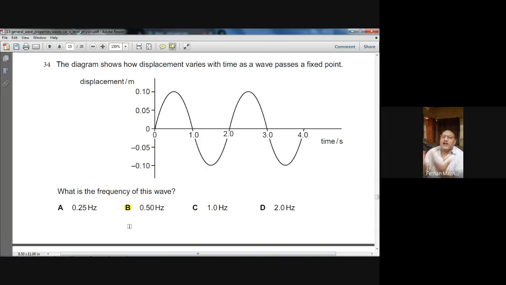You see, the study is very simple. From the displacement time graph, I just noted down the time period of this wave. Then the frequency is 1 by T. f is equal to 1 by T. I just did the calculation. The answer is B, 0.50 hertz.